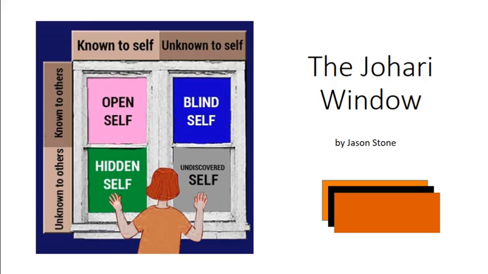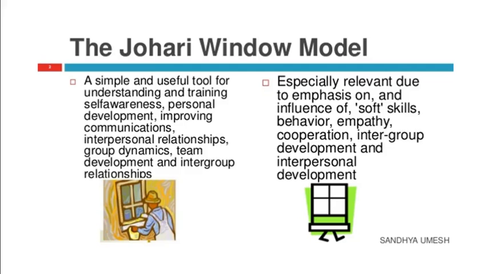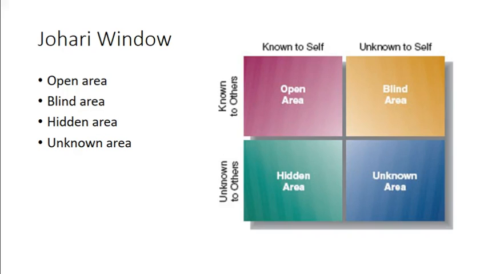The Johari window is named after the first names of a couple of communication researchers. One of them was named Joe and one of them was named Harry, and they put their names together and came up with the Johari window model. It's a useful tool for understanding our own levels of self-awareness and personal development, for improving our communication with others, for developing more fulfilling interpersonal relationships, better group dynamics, and team development. It's especially relevant when we look at how others are interpreting our actions and what they do or don't know about us. So the Johari window is fairly self-explanatory.